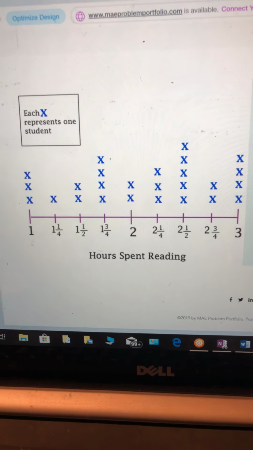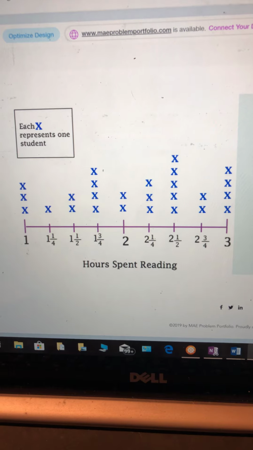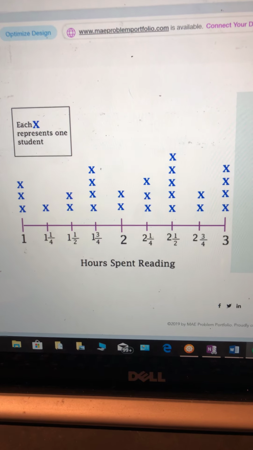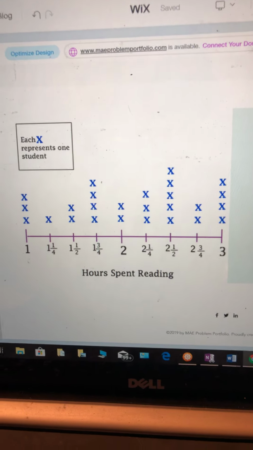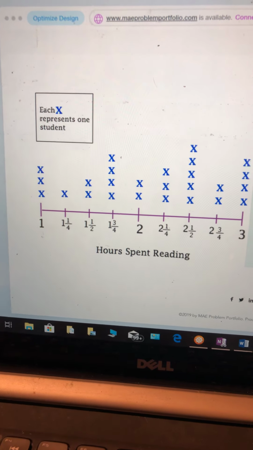Part A is, what is the total number of hours that the whole class read all together? So for part A, to find the total number of hours that the whole class read all together, we need to add all of these hours that each individual student read to get the total. So we need to first write down the number of hours for each student.